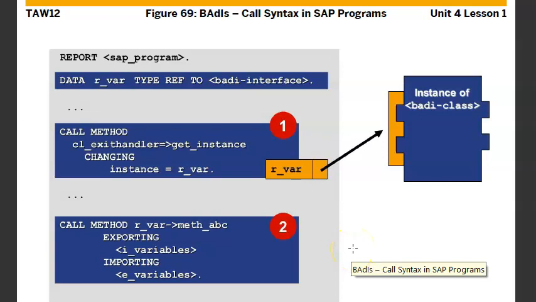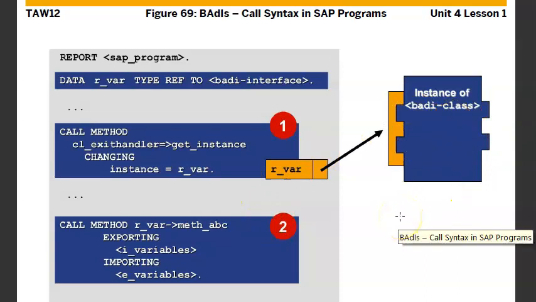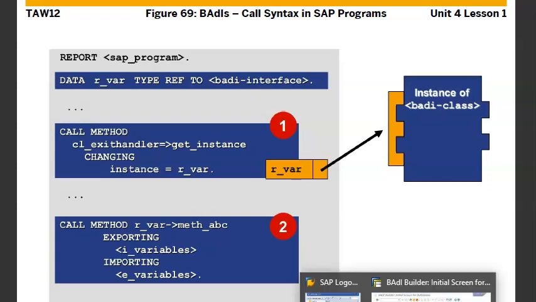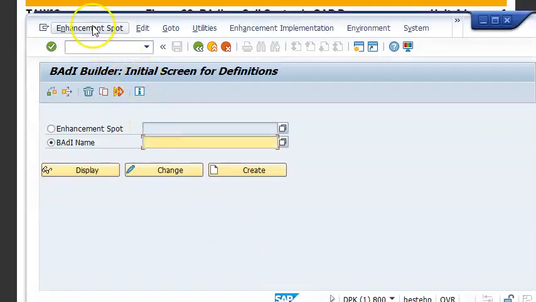So here we are going into a program. There is a standard class called CL_EXIT_HANDLER. In that we will use the method get_instance. We are going to go there, set a breakpoint, and after setting the breakpoint, we'll run our program and find out the BAdI name. So what is the list of all the BAdIs that we have for a particular program?